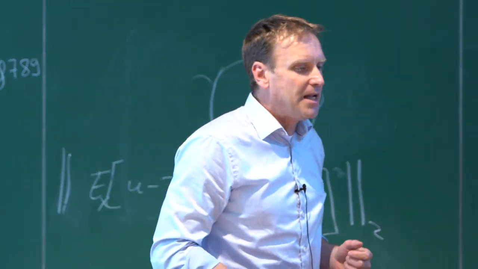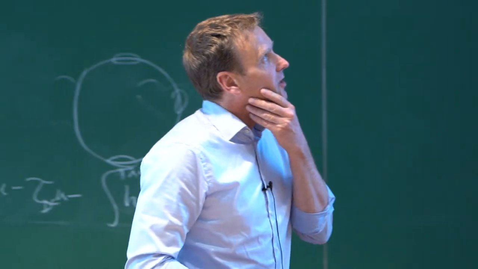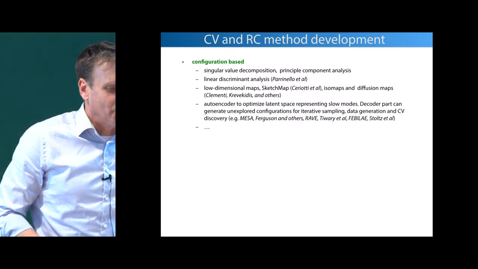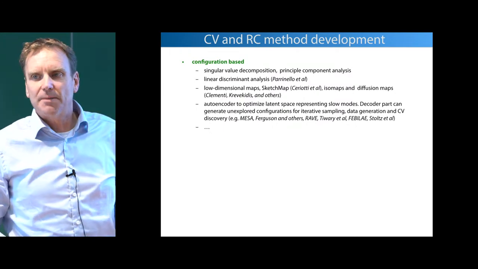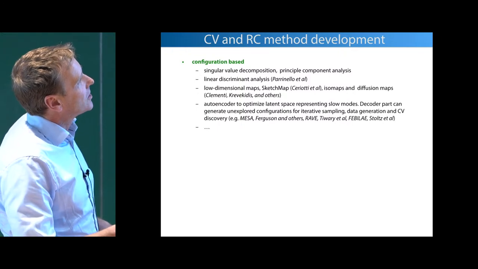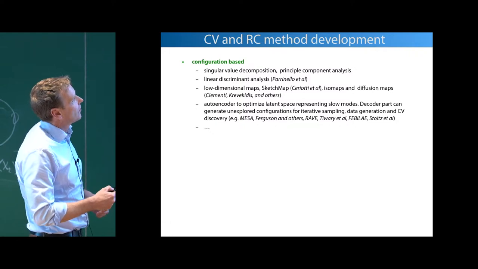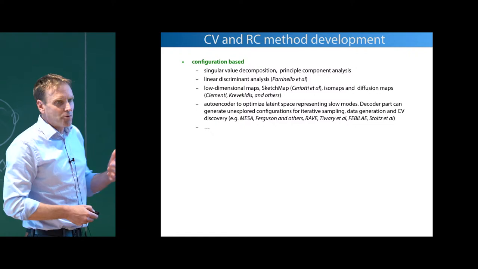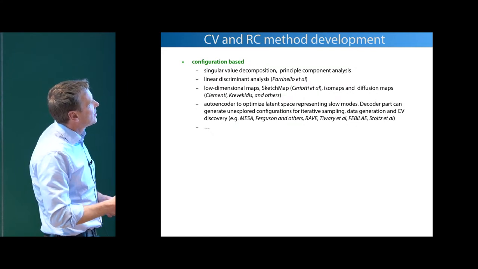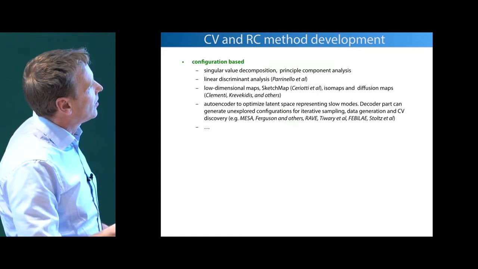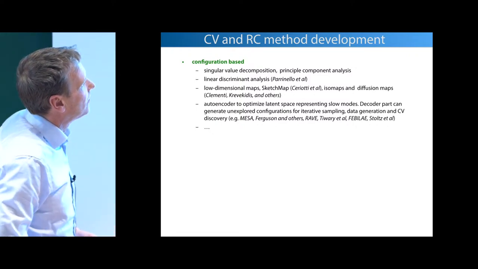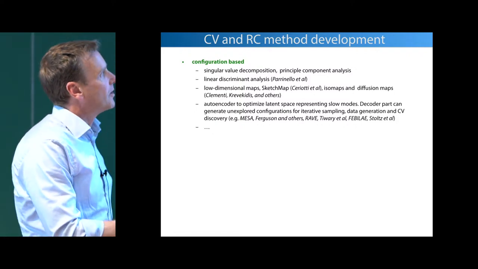Now, there have been many attempts in the past to address this problem. Here is an incomplete list of the different approaches. Some of them are based on snapshots, on configurations of the system, like SVD and PCA. More recently, linear discriminant analysis, but you can also think of low-dimensional maps like sketch-map, Isomap, and diffusion maps that we heard about this morning. You can also think of autoencoders to optimize latent spaces, which has recently been done by, for example, the Ferguson group, and also by Pertusi and Tibari, and also here by Gabriel Stoltz.